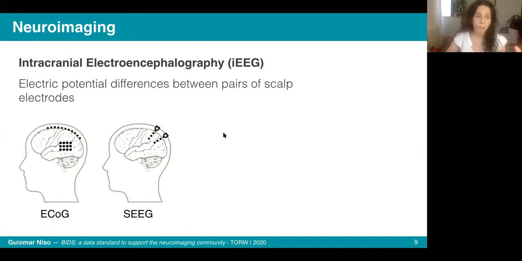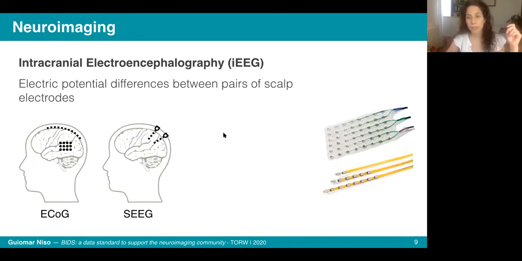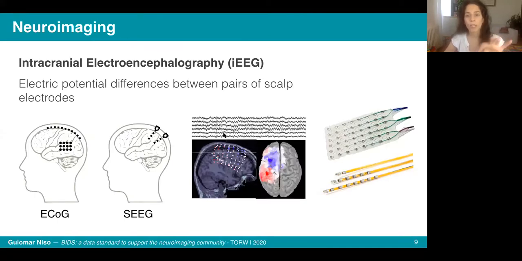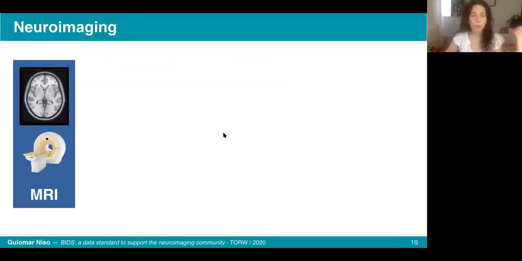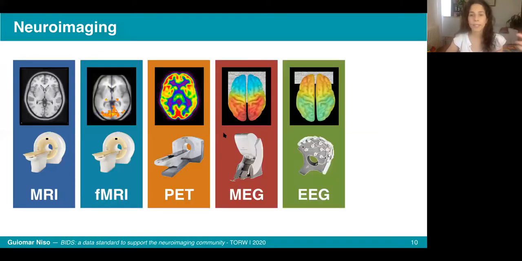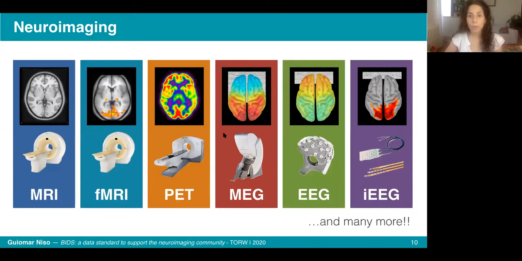Intracranial EEG can be done through electrocorticography, with electrode grids, and stereotactic EEG, with some deep needles, which also gives you some kind of brain activity, even though it's more localized to the point where the electrode is. So with all these techniques, MRI, PET, MEG, EEG, intracranial EEG, and many more, we can have an idea of the huge amount of data that we have in the community, and the huge amount of parameters, of metadata, of details that each protocol has. So we have to converge into something to try to organize and describe this data properly.